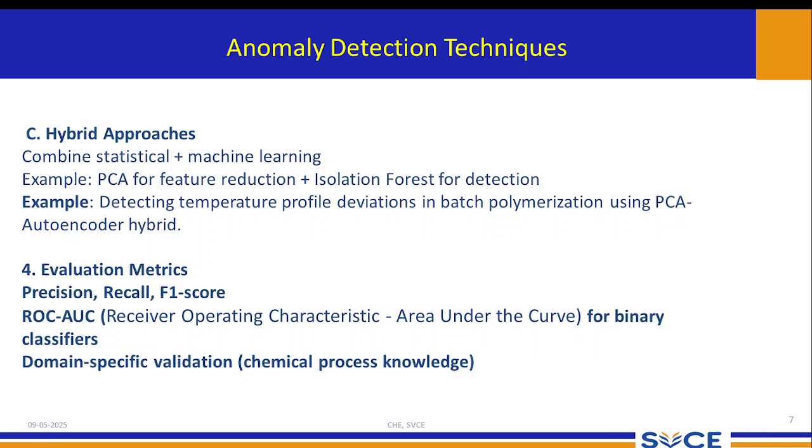After you have found the anomaly detection by using a statistical, machine learning or hybrid method, the metrics are precision, recall, F1 score, receiver operating characteristic and area under the curve for binary classifiers, and domain specific validation for chemical process knowledge. This indicates that you need to know the process, so domain specific validation is needed, by having chemical process knowledge.